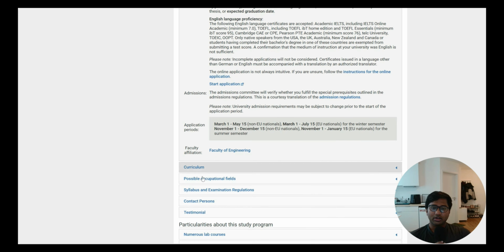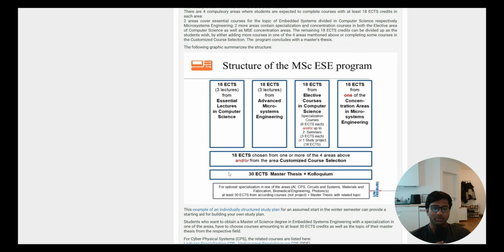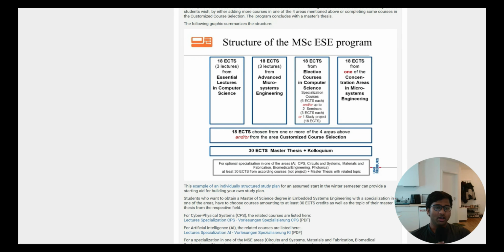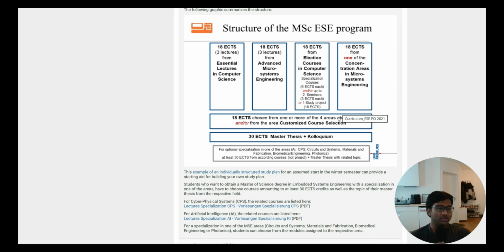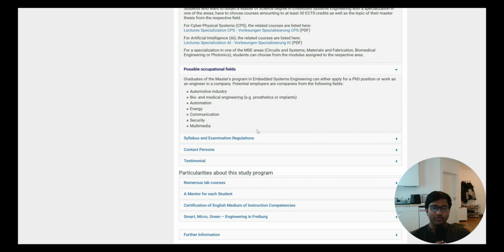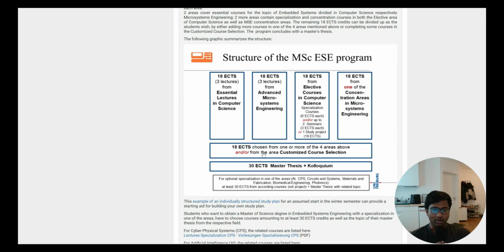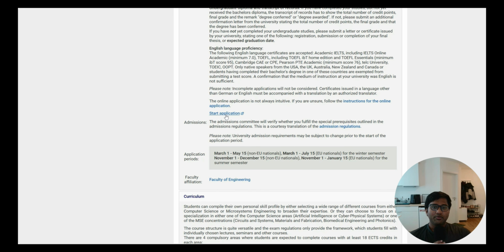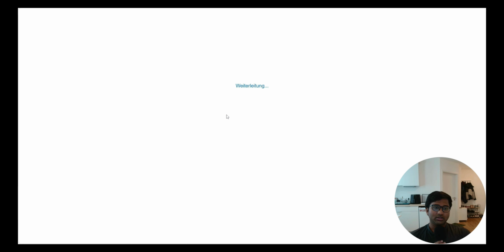Okay, then curriculum, you can just see it is 4 semesters. This is how they have divided the degree, but I won't go into it because we covered these things in detail on our DAD website. Then possible occupation field after finishing, where you can go and work, and things like that. But yeah, we now will start with this application.